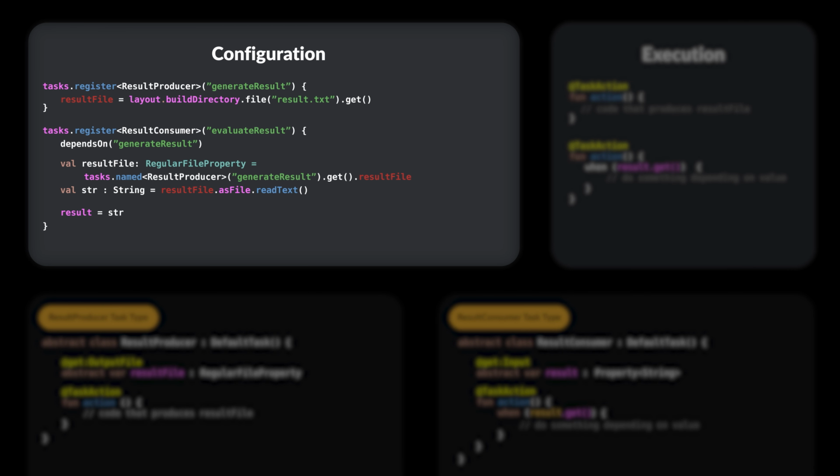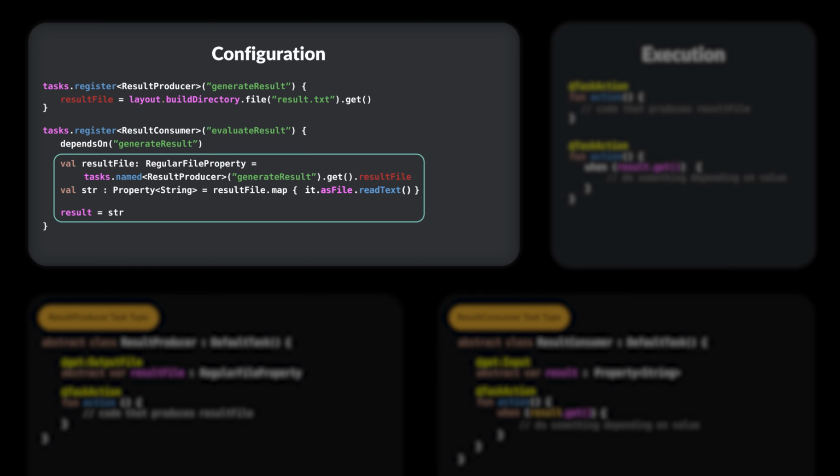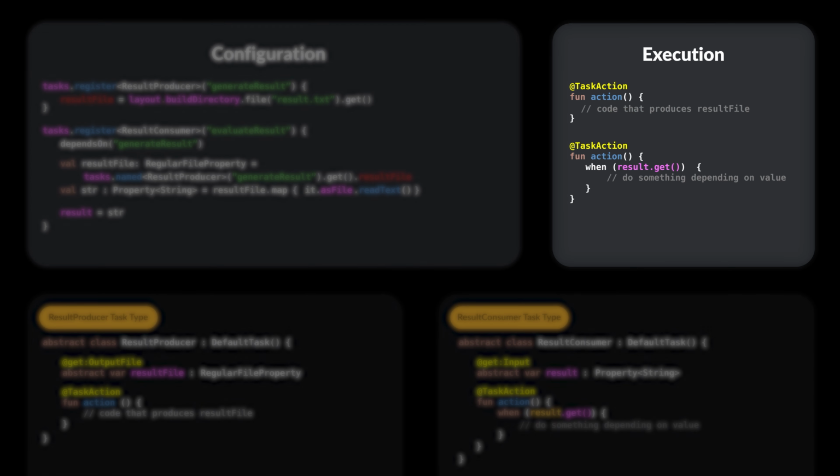So we can call the map function on result file and in it get the file and then read it. And this will be a provider of a string. We can then set the result to this provider. So now in the configuration phase, we have defined how the input for the evaluate result task should be fetched from the output of the generate result task. But the evaluation is deferred to the execution phase when the .get method is called on the property.